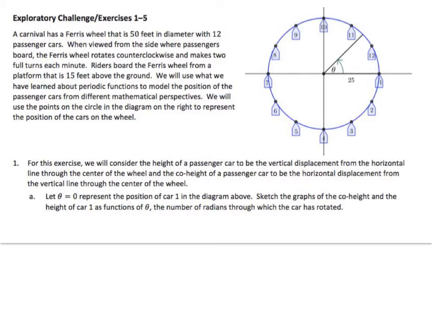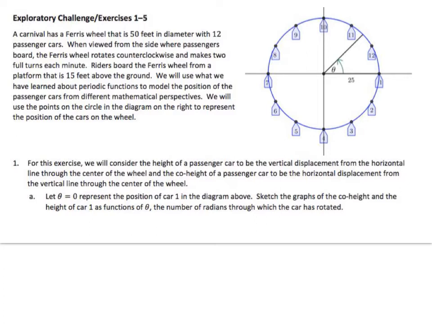Alright, this will take a little while, but it's good, so we'll figure it out together. First of all, a carnival has a Ferris wheel that is 50 feet in diameter with 12 passenger cars. When viewed from the side where passengers board, the Ferris wheel rotates counterclockwise and makes 2 full turns each minute. Riders board the Ferris wheel from a platform that is 15 feet above the ground.